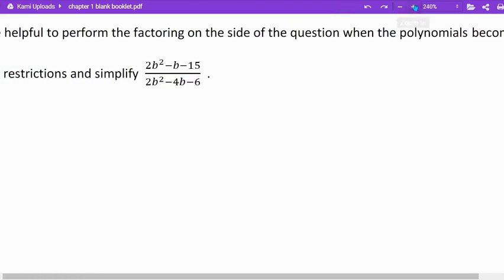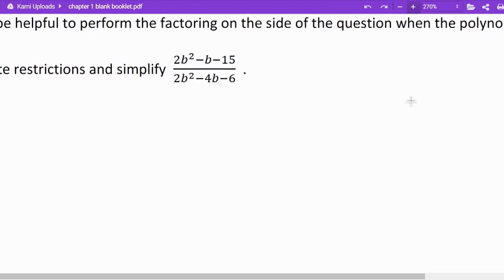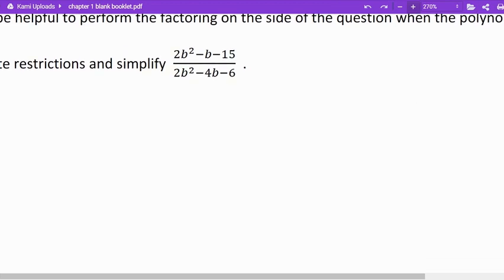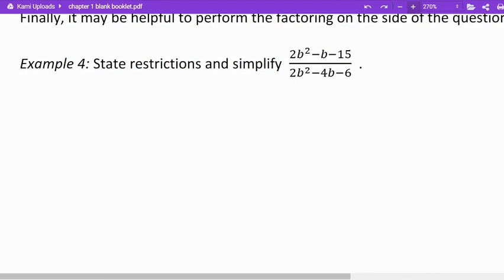Sometimes these rational expressions have really complex factoring. So we might want to factor on the side, which is what we're going to do for this one. So we're going to take the numerator. I check for what? Common factoring. There's none. So I've got 2b squared minus b minus 15. Okay, I can't common factor. a equals 2, so I must do decomposition.